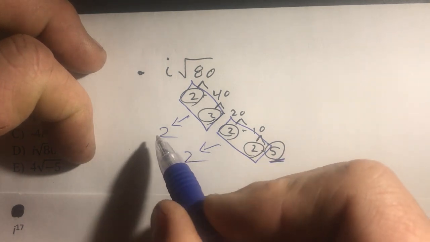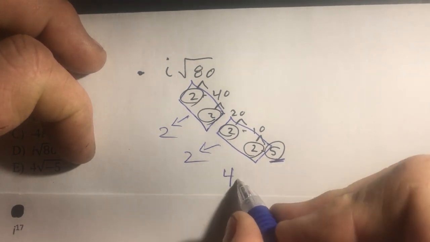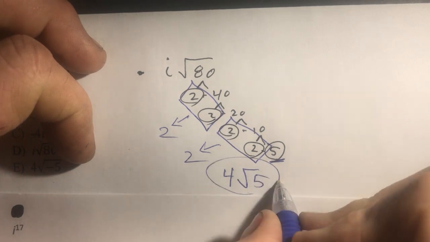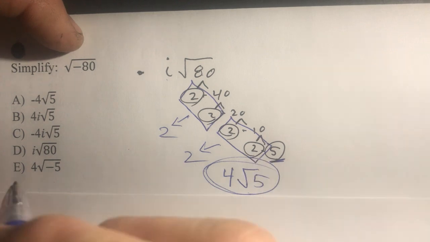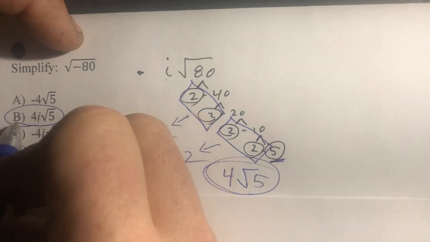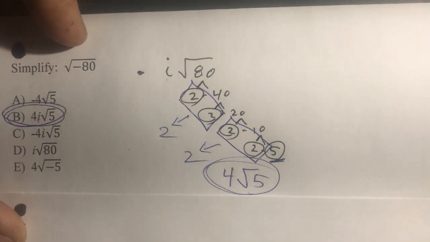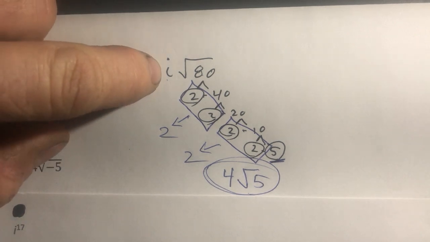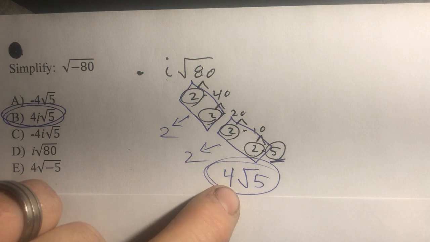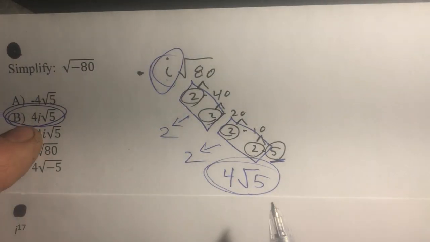So these 2's come out. 2 times 2 is 4. But that 5 is stuck. It's going to be a 4 radical 5 is what that simplifies to. But I got the i there. So it's going to be 4i radical 5 right there. Okay. So because it's negative inside there, that sends an i out. When I break down my 80, I get 4 radical 5 for that. So you can't forget the i. So it's going to be 4i radical 5.